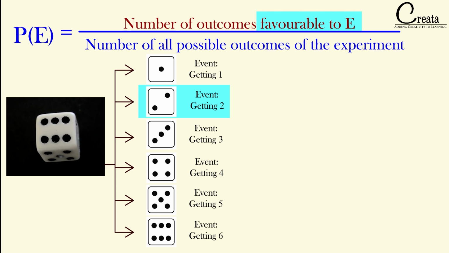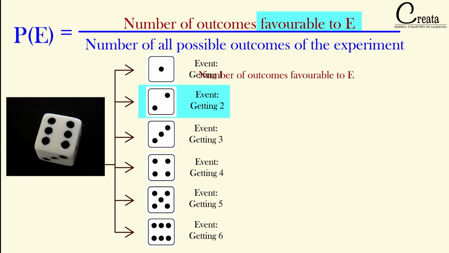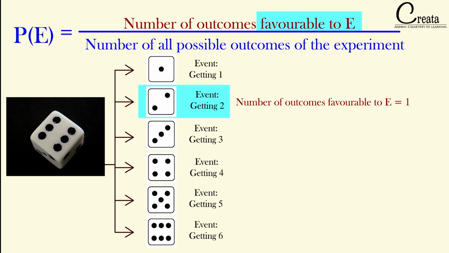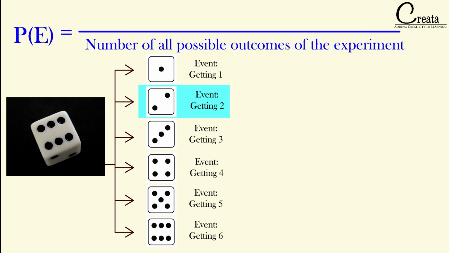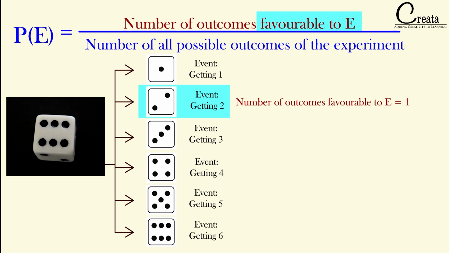So in the experiment we can get the number 1, 2, 3, 4, 5 and 6. And the favorable outcome that we want is number 2. That is only 1. Got it? So in the numerator will be 1 for the event of getting number 2 in the experiment of rolling the dice.